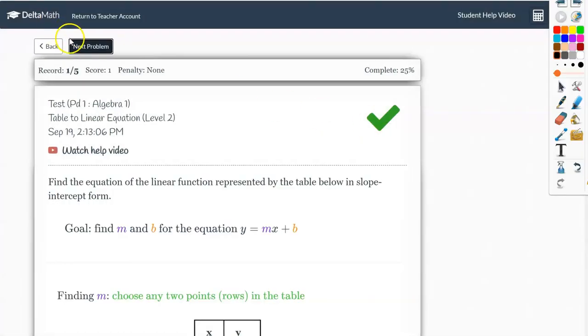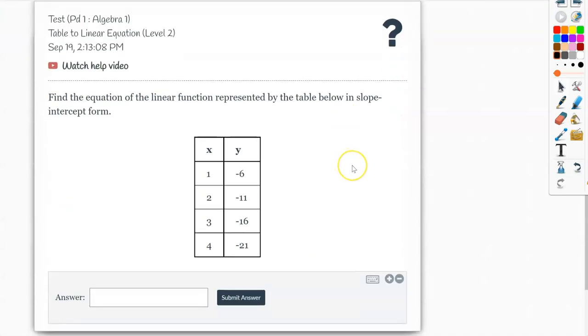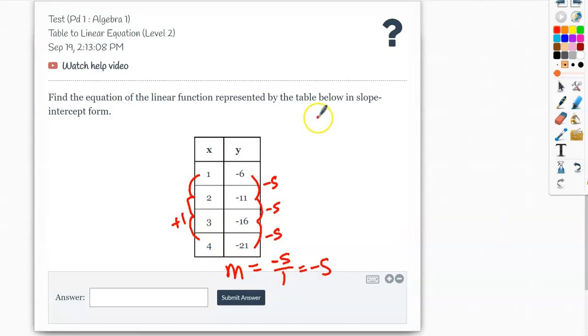All right, let's do this one more time. Now remember, the b value is found only when the x value is 0, and if you don't have a 0 value, you work your table backwards. So let's see, we've got here plus 1, plus 1, plus 1. Ooh, this one is going down the number line. Minus 5, minus 5, minus 5. So my m value is minus 5 over 1, also known as negative 5. So y equals negative 5x.